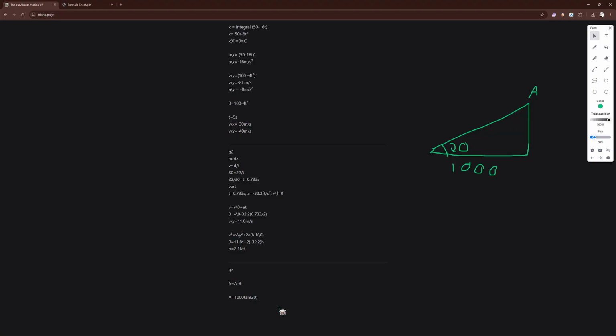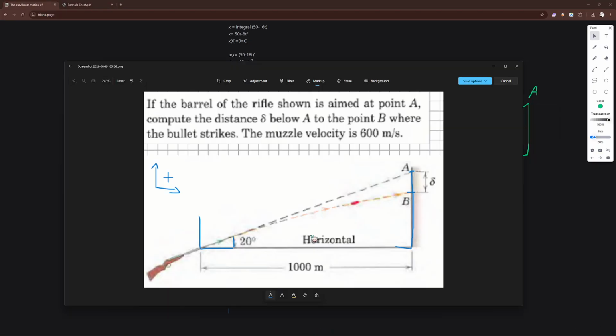So, yeah. Now, for point B, we're going to have to use a different strategy. Because if we actually look at this, this is not a triangle. This is curved. To get to B, it curved. So that means this is projectile motion. This was just trig, right? So we're going to go look at our projectile motion now.